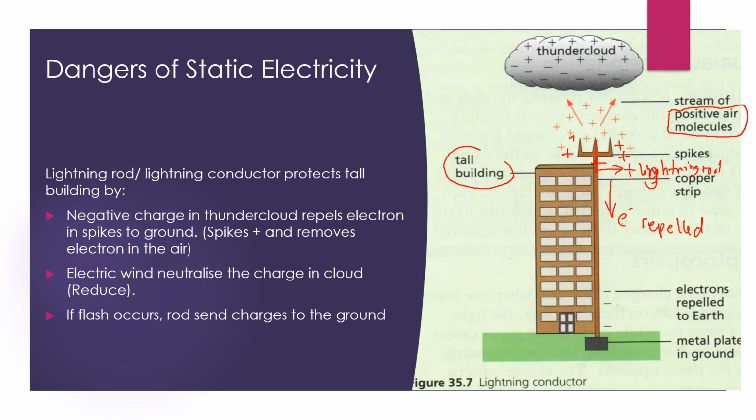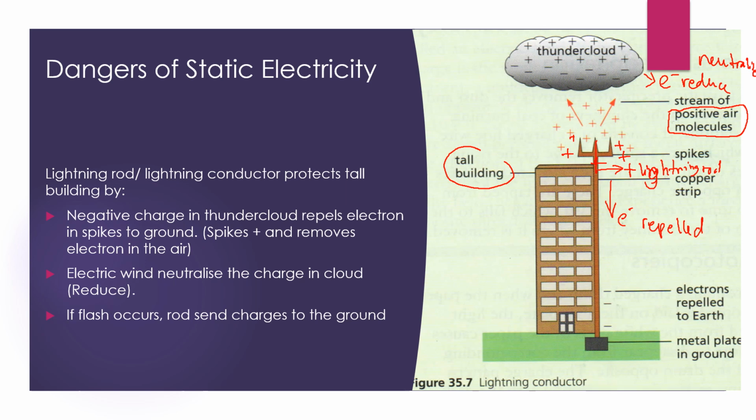It will create like a wind, a stream of positive air molecules. And when the wind blows to the thunder clouds, the positive air will take the electrons in the cloud. So what is the effect? Then the thunder cloud will become less dangerous. The amount of electricity or electrons will be reduced. Some will be neutralized by the stream of positive air molecules. So it reduces the strain of the thunder cloud.